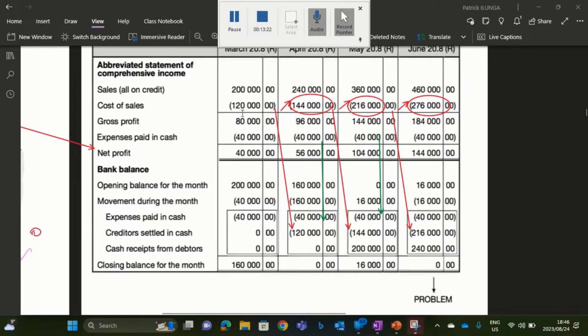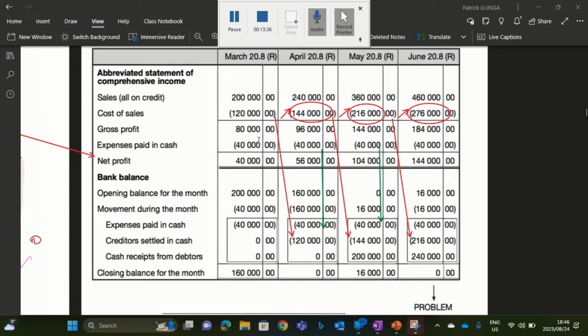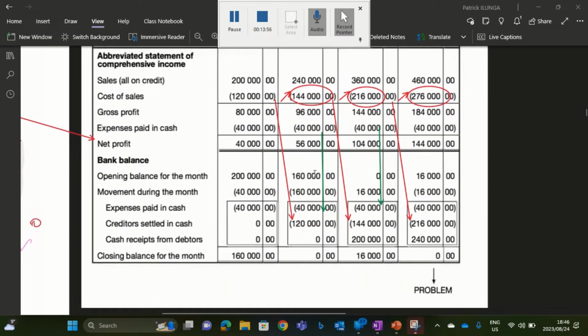So, but what we found is that the same thing would apply. Remember that the inventory that is taken on credit is settled. So the creditors settlement period is 30 days. So for March, what we took in March, we will settle it in April. What we took in April, the 144,000, we will settle it in May. And what we took in May, the 216,000, we will need to settle it in June. Okay? So same principle.